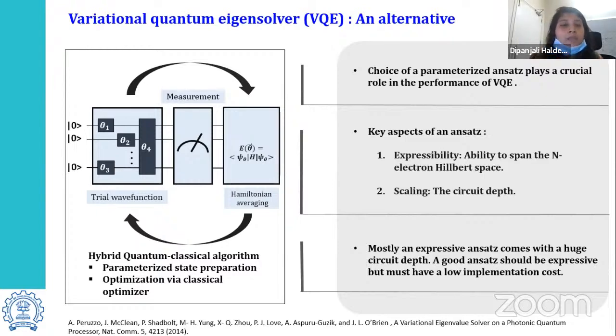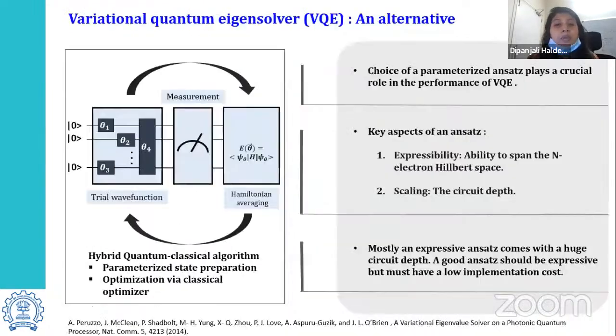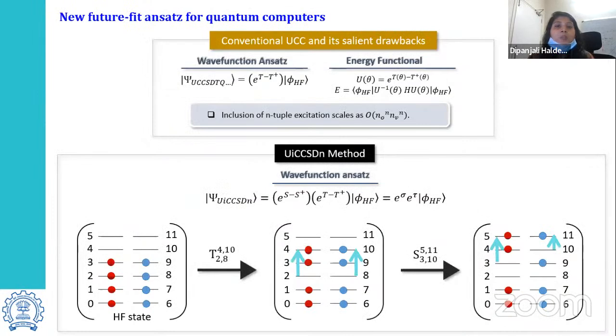So we have come up with a double unitary ansatz that basically maintains the right balance between the requirement of less gate depth and the expressibility. Now, before going into our newly developed ansatz, let me talk a little bit about the most widely used chemically motivated ansatz, which is the unitary coupled cluster ansatz.